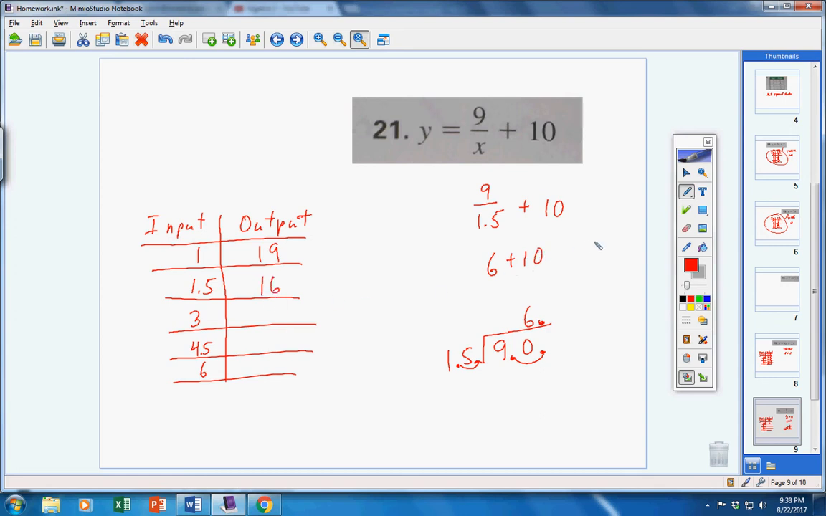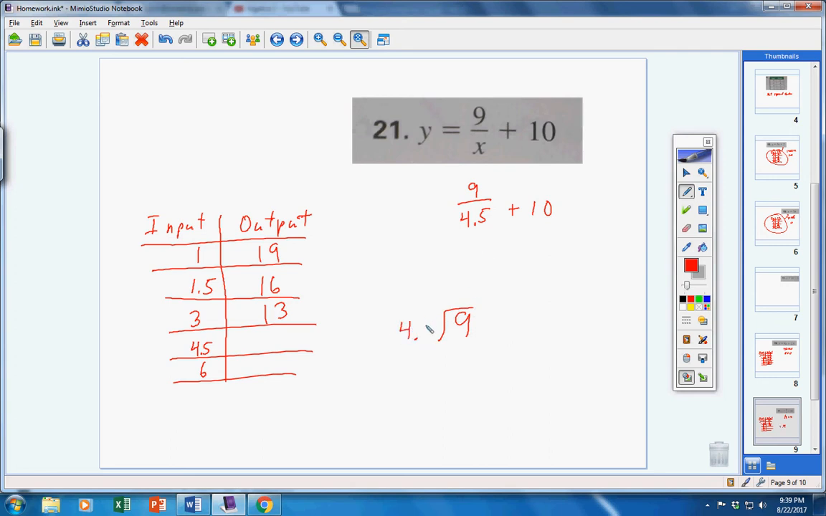Okay? Moving on to number 3, putting 3 in for x. So 9 over 3 plus 10. 9 divided by 3 is 3. 3 plus 10 is 13. Pretty simple there. Alright, moving on to substituting 4.5 in for x. So 9 over 4.5 plus 10. Okay, so here we go. We have 9 divided by 4.5.